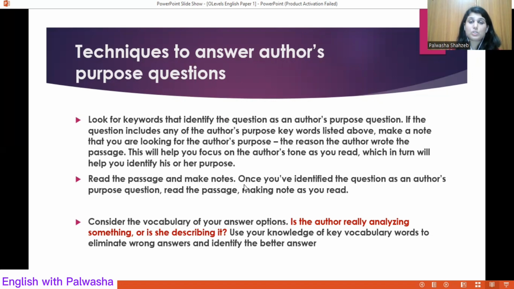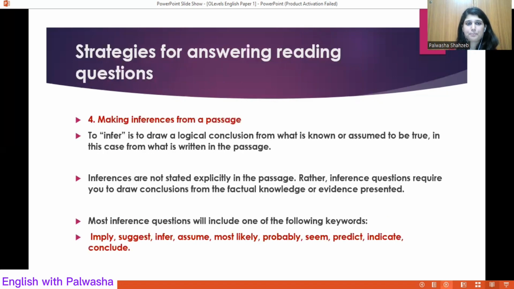Read the passage and make notes. If you are aware of the author's purpose, then your answer will be exactly according to it. Once you have identified the question as an author's purpose question, read the passage and make notes as you read. Consider the vocabulary of your question answer options. Is the author really analyzing something, or is she describing it? Use your knowledge of key vocabulary words to eliminate wrong answers and identify the better answer. I know you don't have much time to do this, but you need to practice this before the exam.